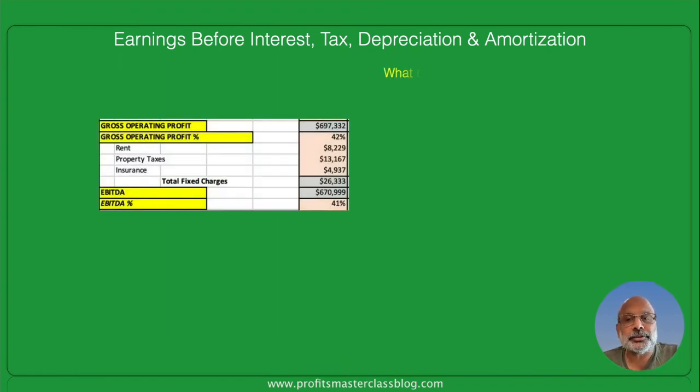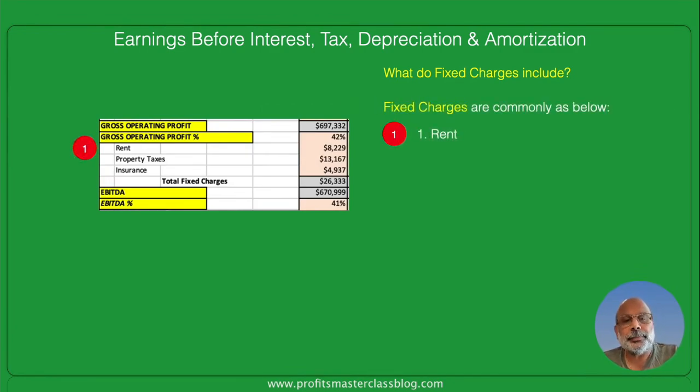Let's get to fixed charges now. What are fixed charges? Well, fixed charges are commonly of 3 types. Number 1, rent. This is the rent expense being paid when you rent equipment, or when you rent a facility in order to run your business. Number 2 is property taxes. Property taxes are very common. So property taxes are based on the property value, as in your buildings and plant and machinery and the business itself. And number 3 is insurance. This is insurance expenses for all the assets of your hotel business.